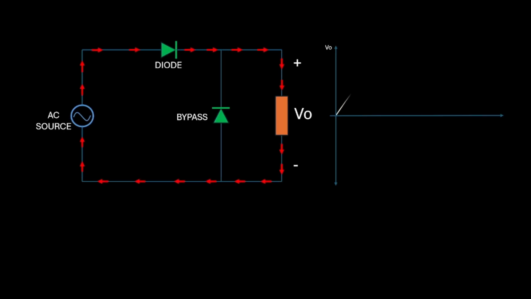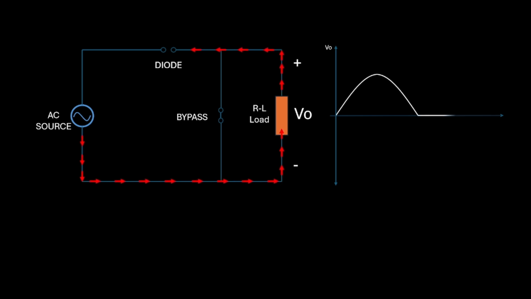Let's take a closer look at how it operates within the circuit. In the positive half cycle, the main diode is forward biased, allowing current to flow through the RL load. At this moment, the bypass diode is off because it is in reverse bias. The current flows through the main diode, and we observe the normal positive waveform in the output. During the negative half cycle, the main diode is reverse biased and blocks the current flow. However, the bypass diode is now forward biased and allows current to flow through the RL load, bypassing the main circuit.